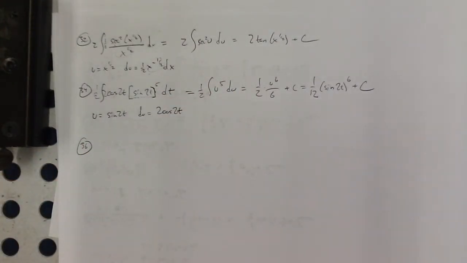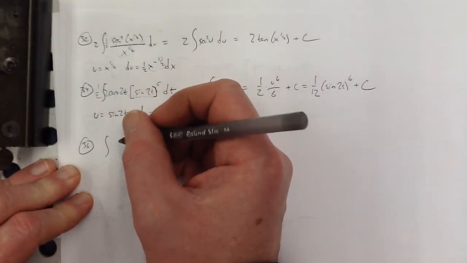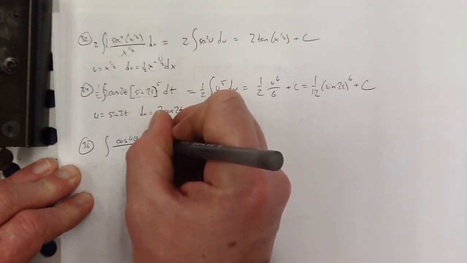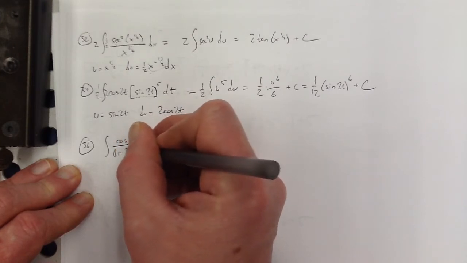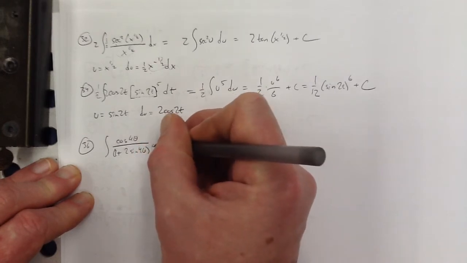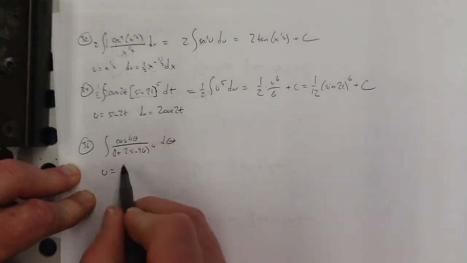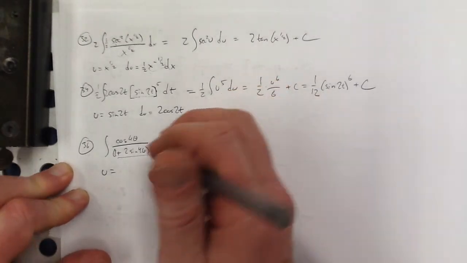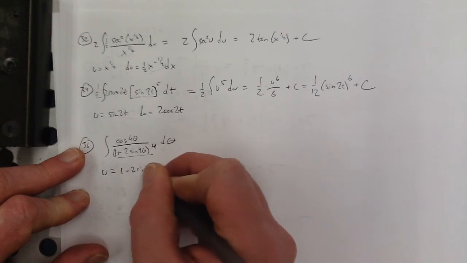36. Cosine 4 theta over 1 plus 2 sine of 4 theta to the 4th. All right, so u is equal to, this looks pretty convincing as a what's inside, don't you think? So 1 plus 2 sine 4 theta.